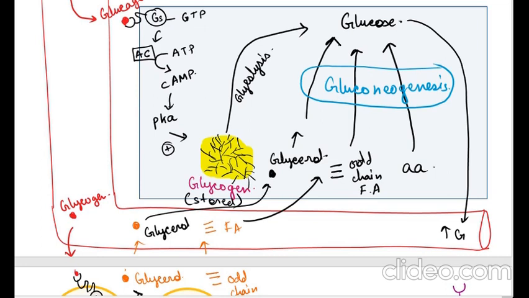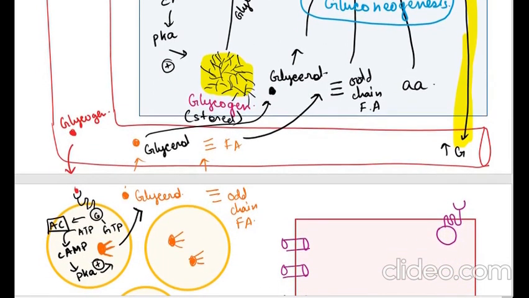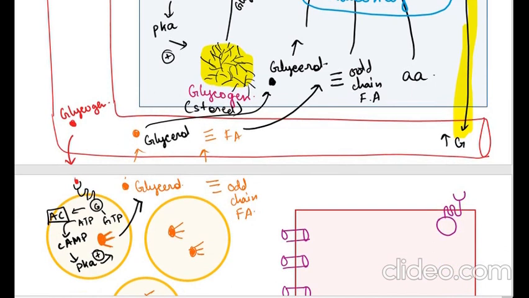And whatever glucose has been made, this glucose will now come into the blood, and therefore increase the concentration of glucose in the blood. Now, when the concentration of glucose in the blood increases, then what will happen? When the blood glucose level increases, it has to increase up to 80 to 120 mg per dl, which is the normal range. When it reaches that, then the production of glucose will stop.